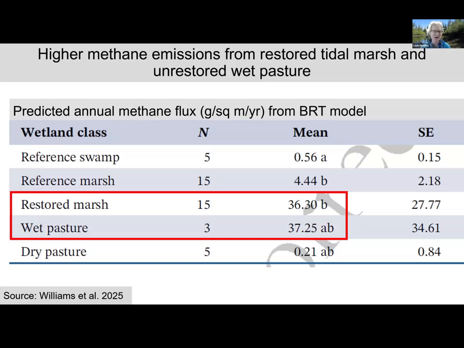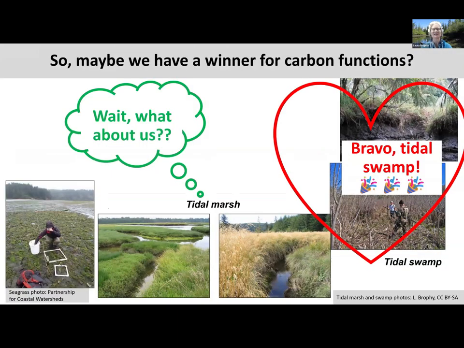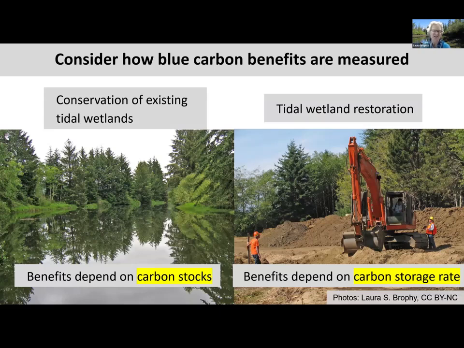Unfortunately, I don't really have time to go into this, but I'm going to just draw a heart around tidal swamp because, well, it looks like maybe we have a winner for carbon functions, given the really high stocks and potentially small methane emissions. But there are some other factors that we should consider, and tidal marsh wants us to think about them. So thinking about how carbon benefits are measured, you can conserve existing wetlands.